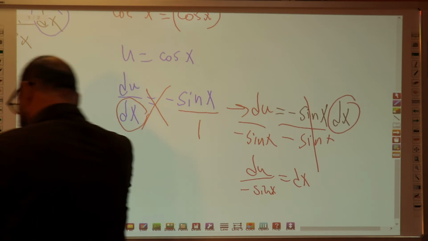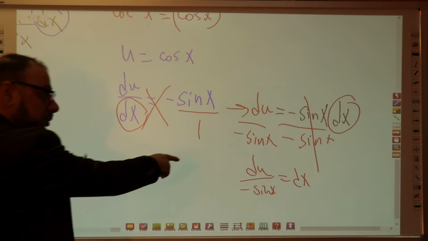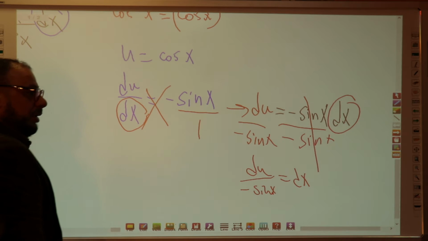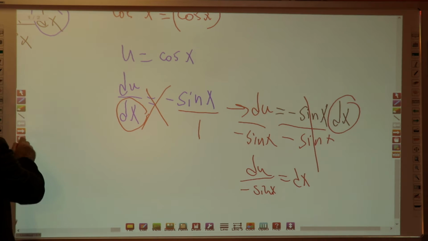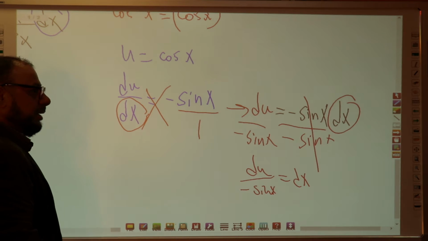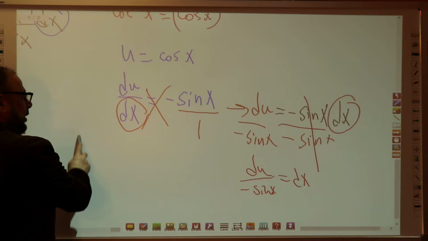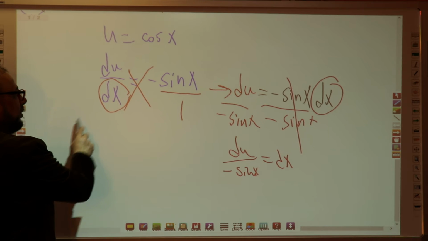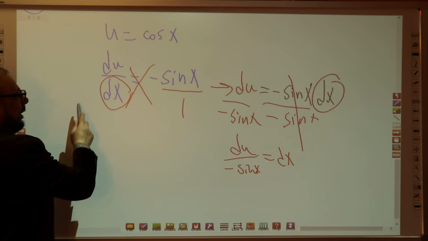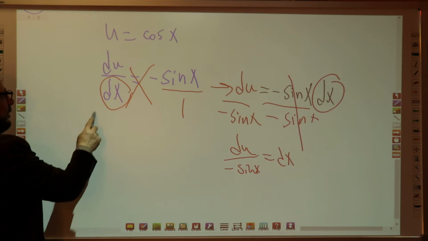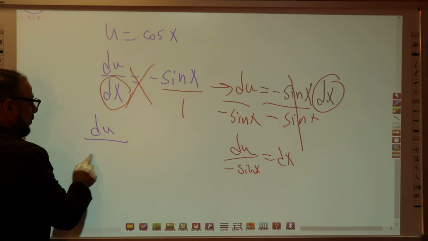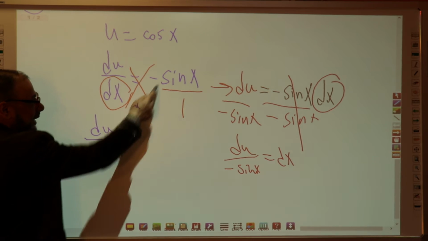Equal dx. Okay. Now I have the calculus 2 student next to me. He is a little late. Now, I have an easy way to do it, which is to switch right away: du over negative sine x. You see what I did?